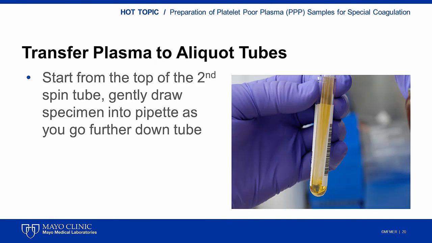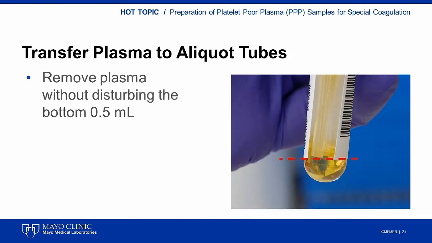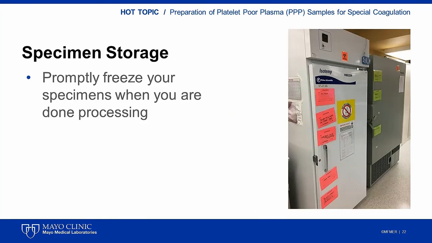After the second spin, transfer plasma to aliquot tubes. Use a plastic pipette and start from the top of the liquid and gently draw specimen into the pipette. When pipetting the plasma, be careful not to disturb the bottom 0.5 milliliters of the tube you are pipetting from. Finally, after processing the specimen, promptly freeze them in a freezer that does not self-defrost.